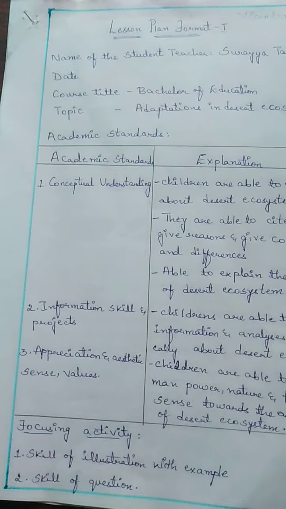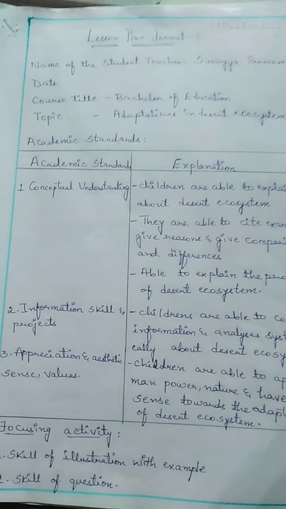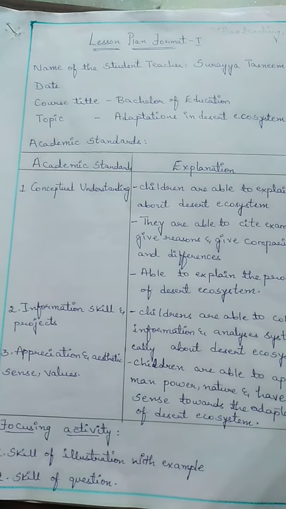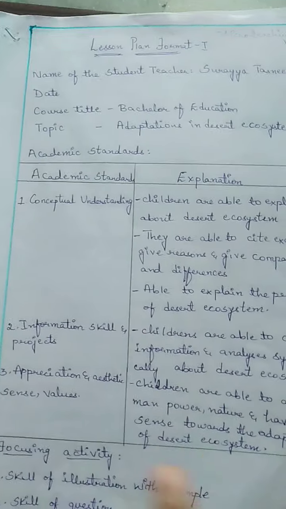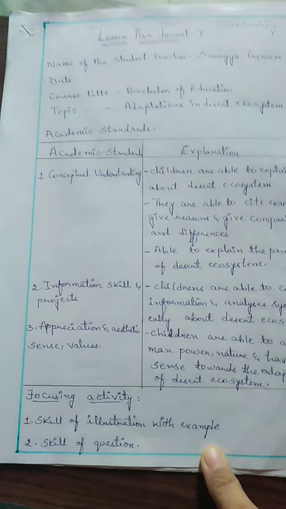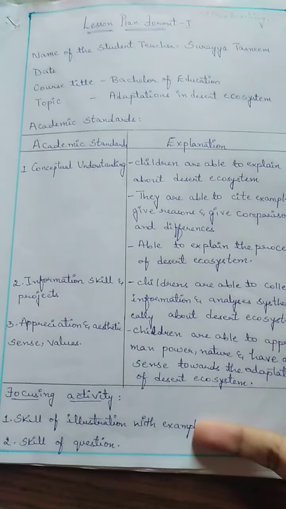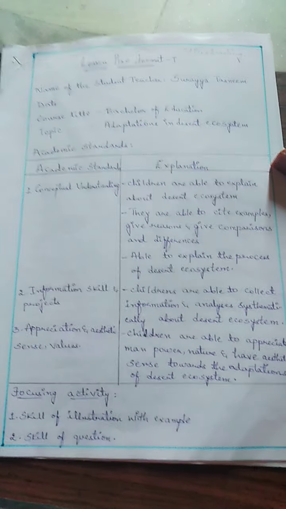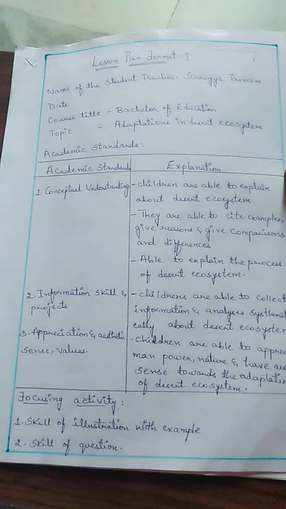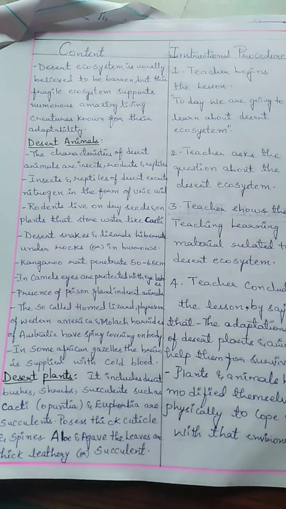Again, the academic standards will be different. If you check the previous video, the academic standards of English will be totally different from those of science. Here are two columns, academic standards and explanation. Then the focusing activity. The two skills that I have practiced in science are illustration of examples and skill of questioning. The topic that I have taken in this is adaptations of desert ecosystem.